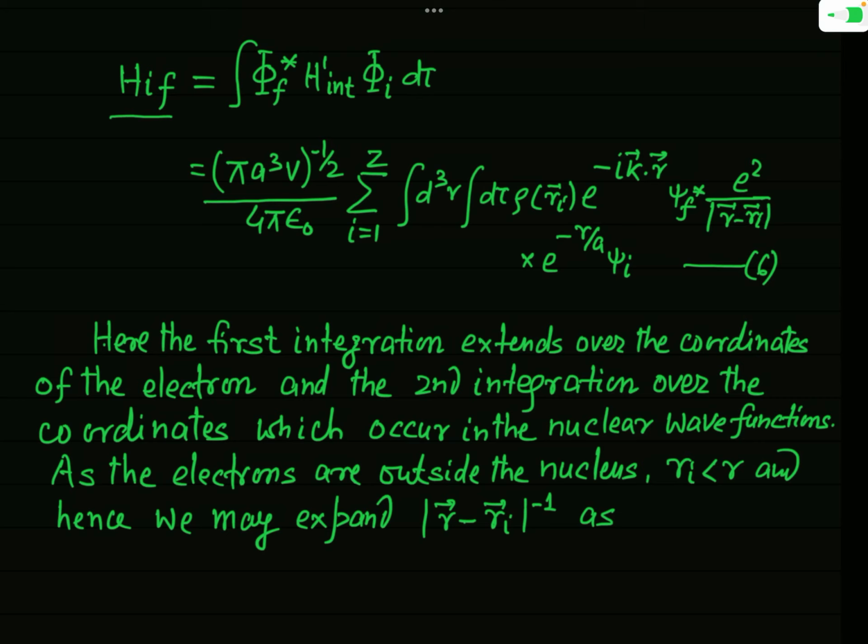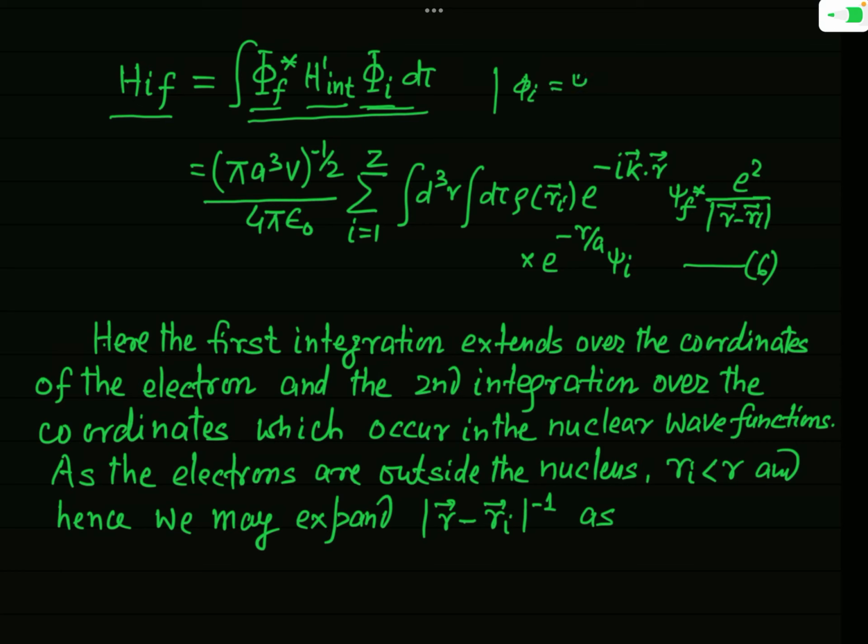You have studied this expression for the matrix element during your course on quantum mechanics, that this H_if is given by the integral of phi f star H prime internal, this is the perturbing Hamiltonian, phi i d tau. Now in this expression we will substitute the value of phi f star and phi i. You have seen that this phi i is equal to what?